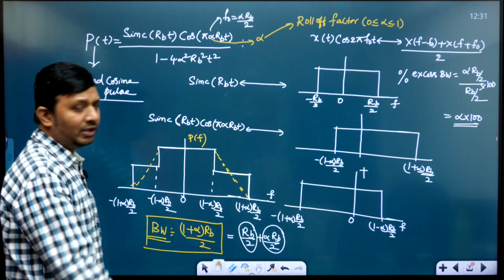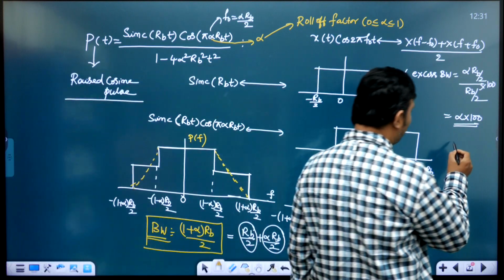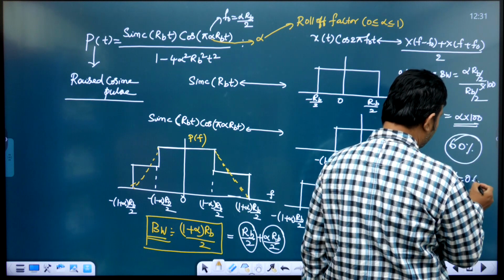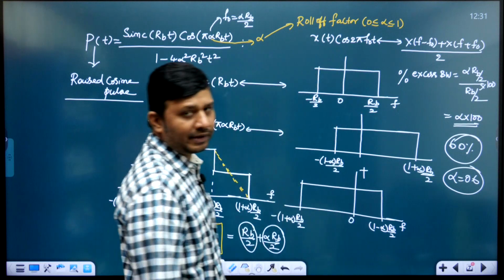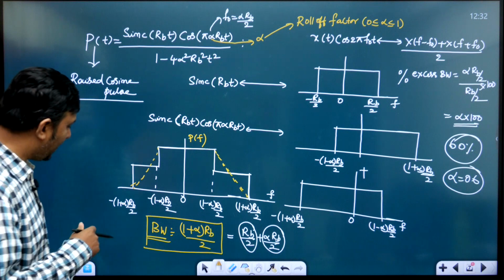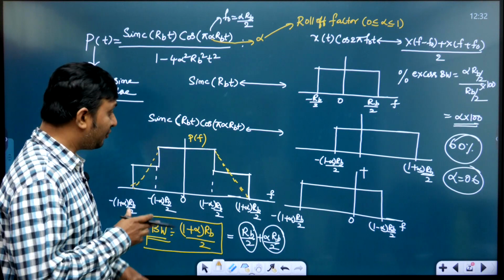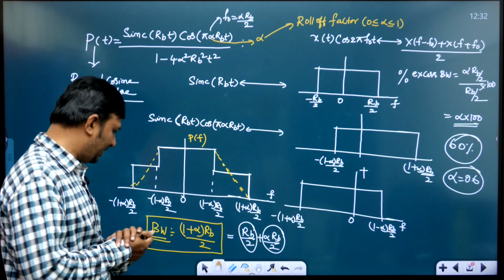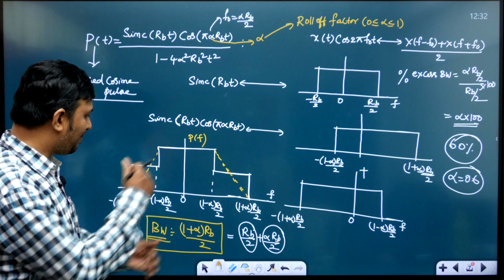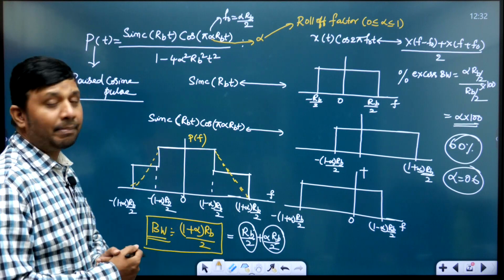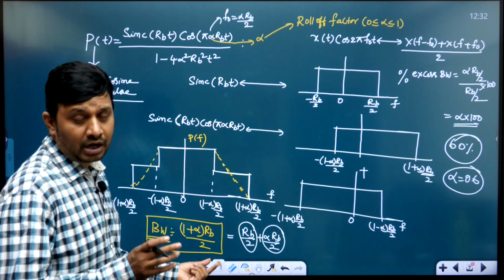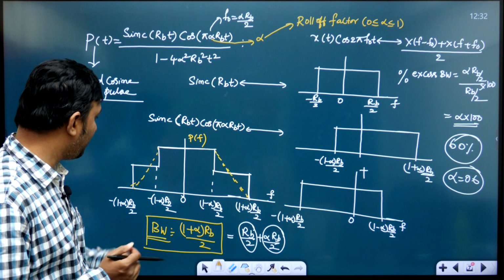Sometimes in the problems they say 60% excess bandwidth. In that case the alpha value is simply 0.6. And remember, what is this raised cosine pulse used for? For reducing intersymbol interference, and in the process the bandwidth of the raised cosine pulse is (1 plus alpha) into RB by 2.